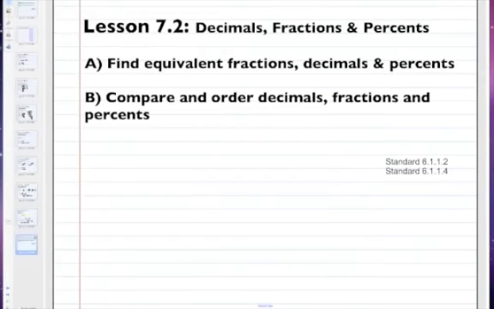Tonight we worked with converting between fractions, decimals, and percents, finding equivalencies, comparing and ordering those three different formats. At this time, review any part of the movie before you take your quiz at Schoology, and we'll see you next time.